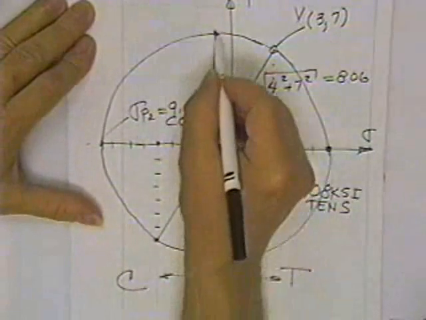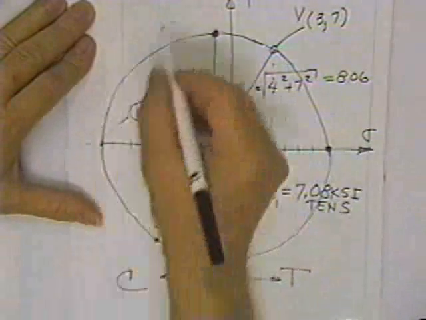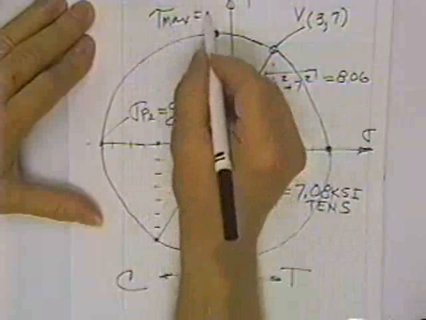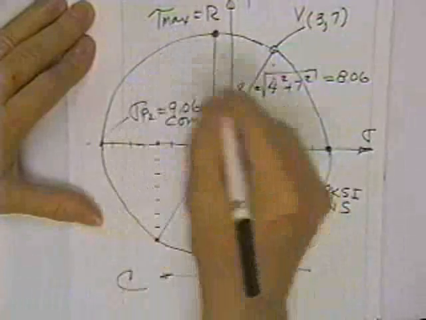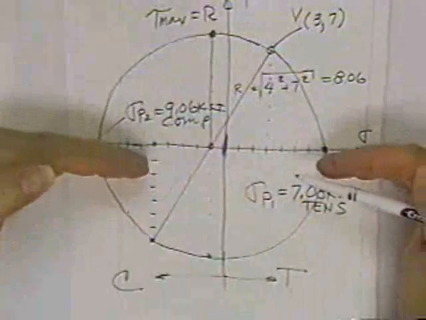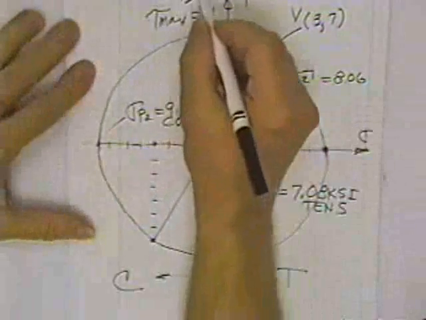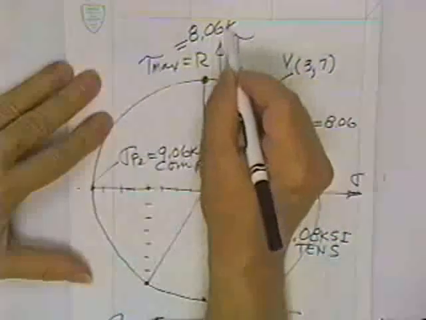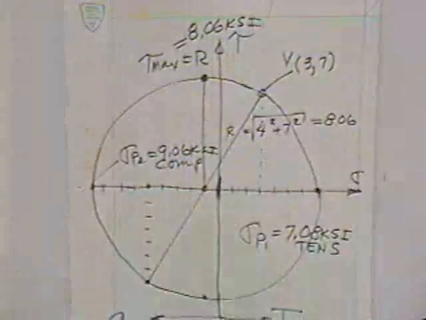Tau max, nifty. Tau max is the radius of Mohr's circle. That's how high it goes. These circles always center about the x-axis. Tau max is 8.06 KSI.